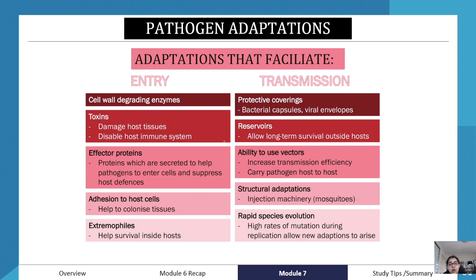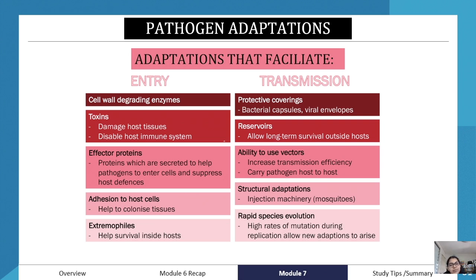They can also have toxins which damage host tissues, and they can disable the host immune system. They can also have effector proteins. Effector proteins are proteins which are secreted to help pathogens enter the cell and suppress their host's defenses. In the case of COVID-19, effector proteins are used to get into the host membrane through fusion. Obviously there are so many different proteins involved, but that's one of the ways in which it happens.